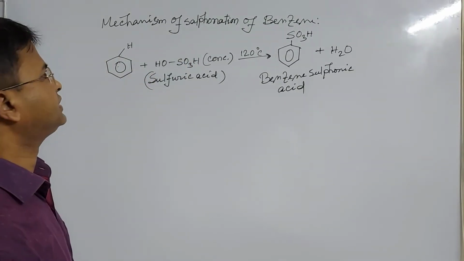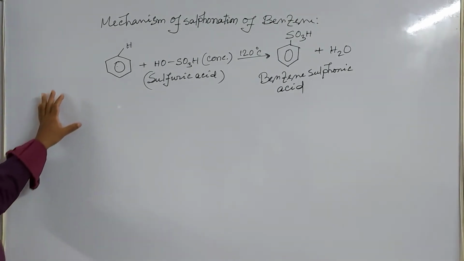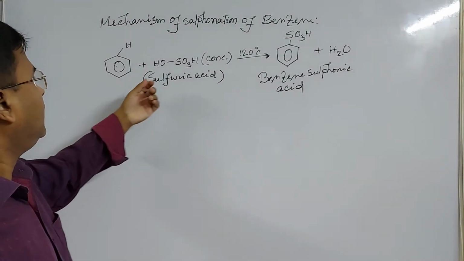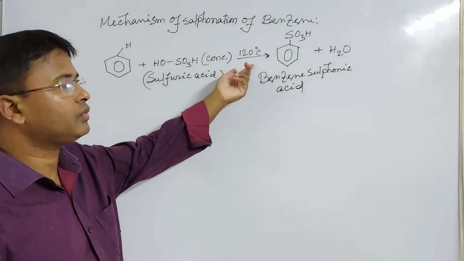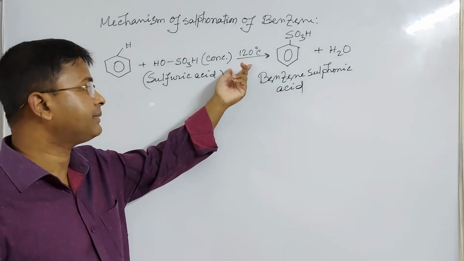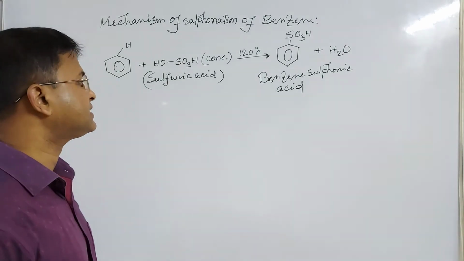Mechanism of sulfonation of benzene. The sulfonation reaction of benzene. Benzene reacts with concentrated sulfuric acid at 120 degrees centigrade temperature to produce benzene sulfonic acid.